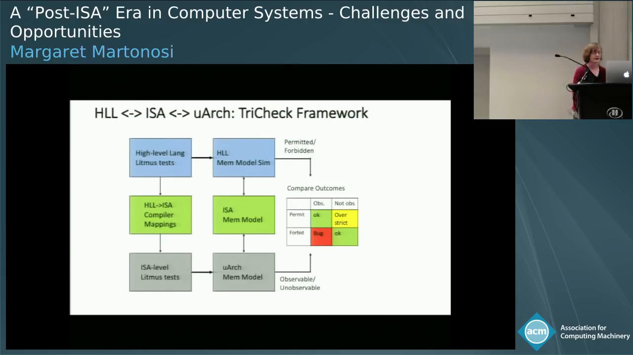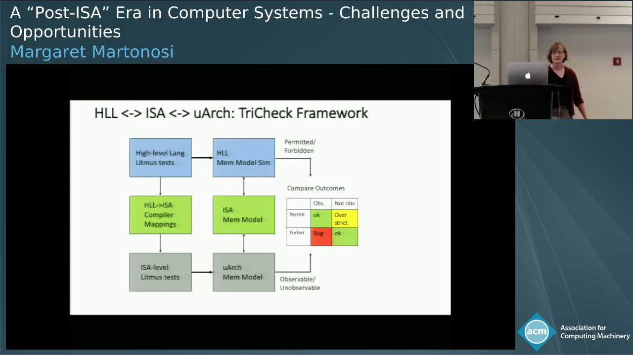Way down low is hardware with all of the pipe stages modeled in all of that grungy detail. Way up high, we have high-level language litmus tests, for example, C-level litmus tests that are testing different atomic sequences. And we can use a higher level language memory model or simulator to determine for those litmus tests which outcomes are permitted and which outcomes are forbidden. In between the two are a set of compiler mappings that get you from the high-level language down to the ISA level litmus tests.